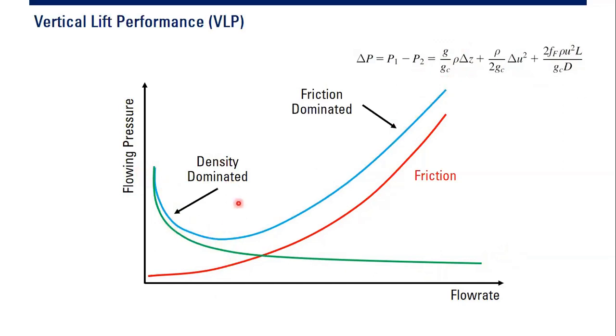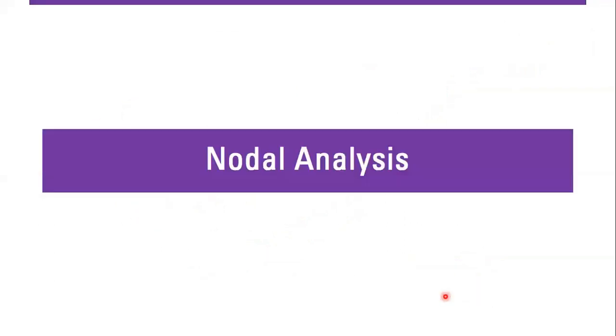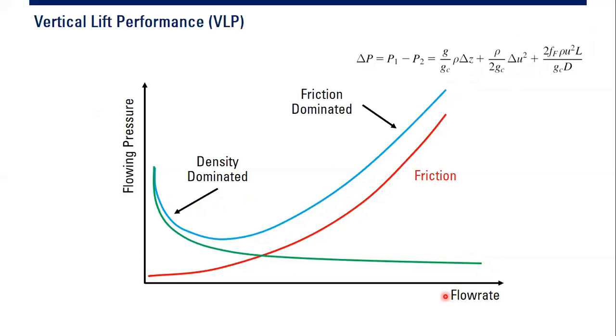Here on the left, we have the density dominated section, and on the right, we have the friction dominated section. We get this blue line by combining the elevation factor and the friction factor following this equation. Again, this is constructed by plotting the flowing pressure and the flow rate. So we end this section on the VLP. Keep in mind the shape of the IPR and the shape of this VLP.